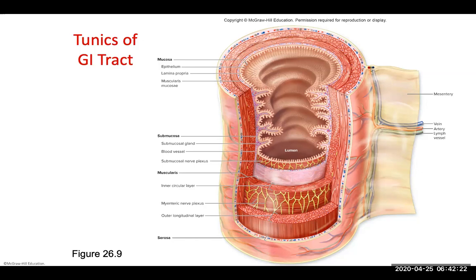But you can see there the mucosa is made of epithelium, lamina propria, and some muscularis mucosae. The submucosa has some glands, blood vessels, and nerve plexuses in it. The muscularis has an inner circular layer and an outer longitudinal layer. So the inner circular layer travels around it, as in the diameter, and the longitudinal layer travels up and down with it.